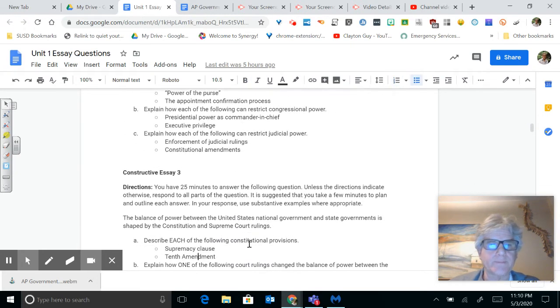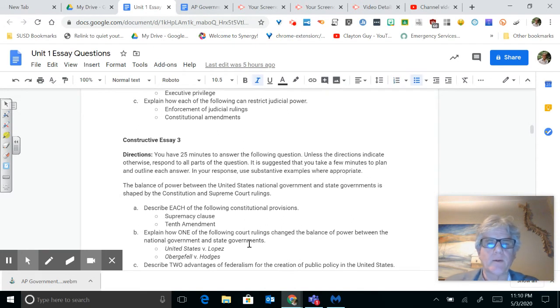Concept essay number 3. The balance of power between the United States national government and state governments is shaped by the Constitution and Supreme Court rulings. Describe each of the following constitutional provisions. You have the Supremacy Clause, which is for the strong national government, and that basically gives the national government power over states. It states that all of the laws, all of the decisions, all of the treaties, the Constitution is the supreme law of the land, and it has power over the states.